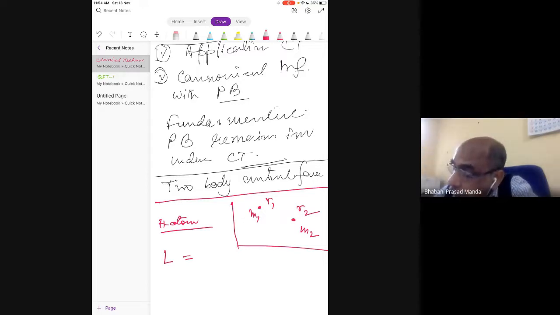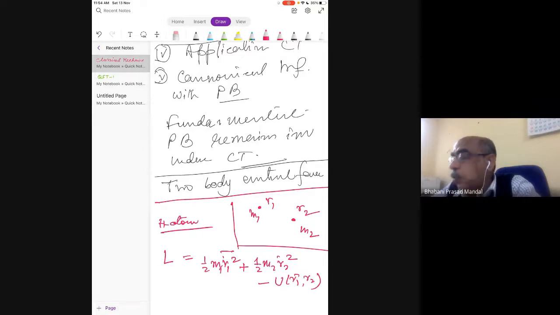Then I can write the Lagrangian: half m1 r1 dot squared. These are vectors, dot squared; the Lagrangian is a scalar, so this is not a vector, but you understand. Then half m2 r2 dot squared. And then there will be some potential energy due to their interaction, so let us write that potential energy U(r1, r2).